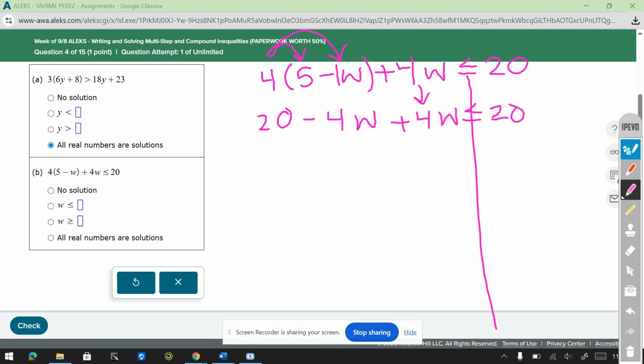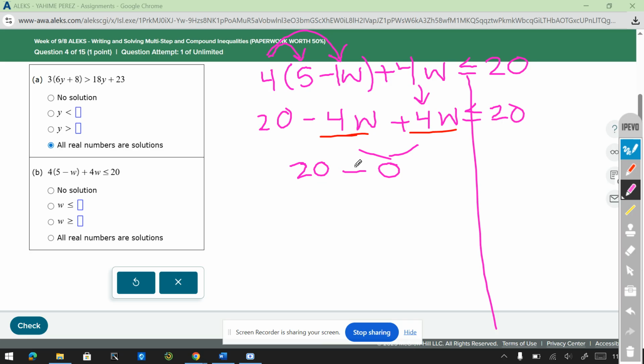Now, I'm still not done simplifying on the left side because I do have like terms. I've got this w and I've got a w. Those are like terms. They have the same variable. So I'm going to combine them. Just simplifying here, I'm just doing negative 4 plus 4. Well, negative 4 and 4, that goes to 0. So that actually is going away.